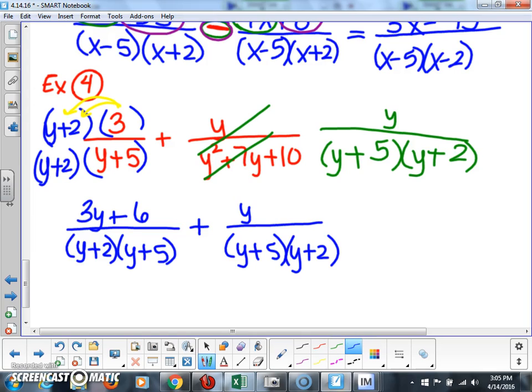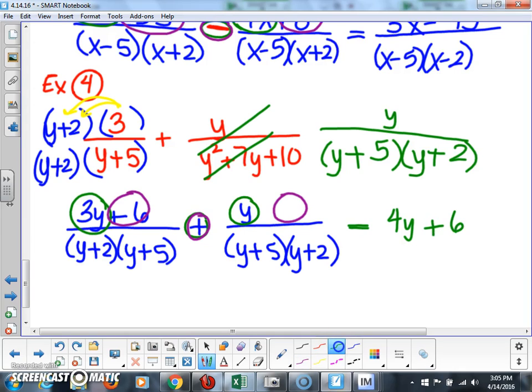Now it's easy. Now it's back to high school. Okay, I'm going to combine the like terms. What is 3y plus y? 4y. 4y, good. And then what is plus 6 plus nothing? Plus 6. Yeah, it's going to be plus 6 over y plus 5 over y plus 2.